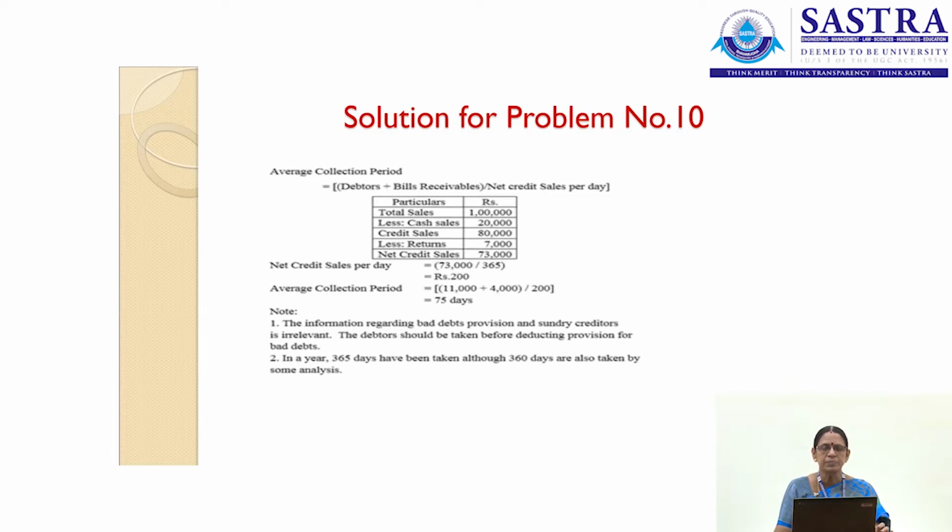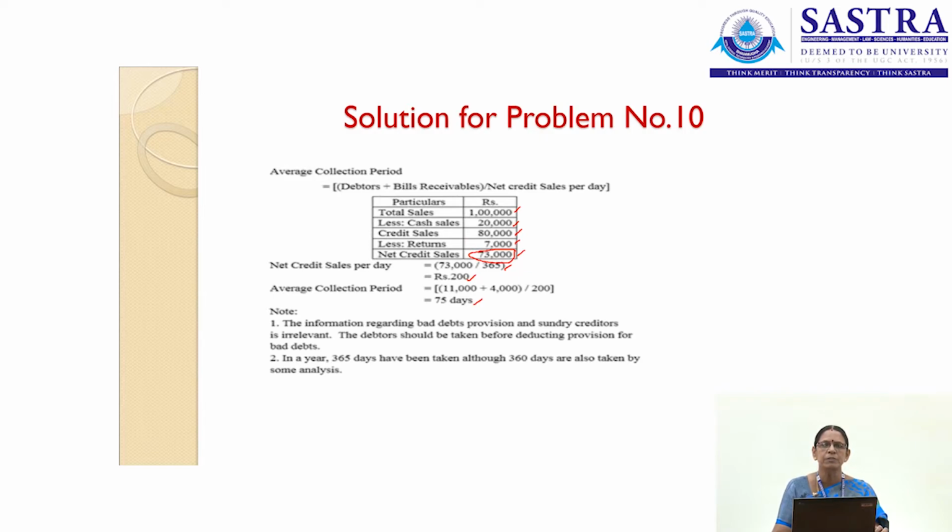What is the net credit sales per day? 73,000 divided by 365. How did we get the 73,000? As we already told, total sales is 1 lakh, less your cash sales, will get credit sales as 80,000, less your sales returns as 7,000, will get net credit sales as 73,000. Now divided by the number of days in a year, that is 365 days, we will get 200 rupees of net credit sales for 1 day. Average collection period is 11,000 plus 4,000 divided by 200, that is 75 days.